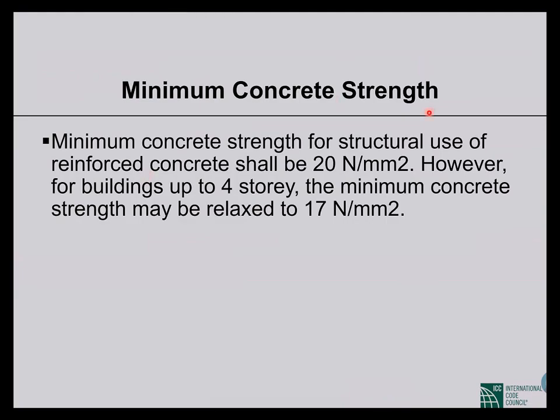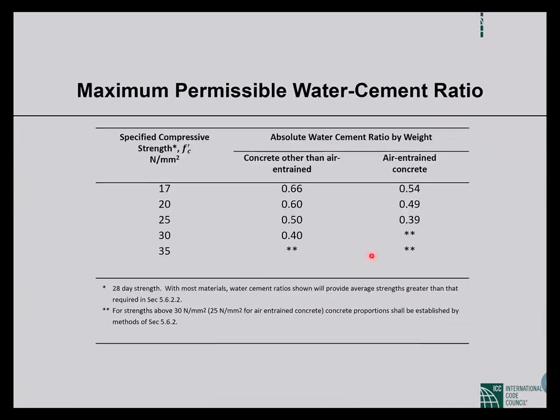Minimum concrete strength. According to BNBC, the minimum concrete strength is 17 megapascal. Okay, but we'll see the exceptions. For seismic design, this is not always true. So minimum concrete strength for structural use of reinforced concrete shall be 20 megapascal. However, for buildings up to 4 story, the minimum concrete strength may be relaxed to 17 megapascal. So if your building is 4 storied or less, then you can go for 17 megapascal. Otherwise, the minimum strength must not be less than 20 megapascal. It is always better to go for higher strength concrete.